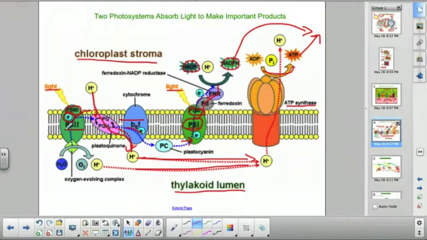That leaves photosystem 2 without any electrons. Well, I shouldn't say that. It doesn't have the electrons that it lost anyway. So what happens? In an enzyme-controlled reaction, water is split into oxygen and protons. Those protons can help produce ATP. But the electrons from the water are going to go through and replace the electrons that photosystem 2 lost.